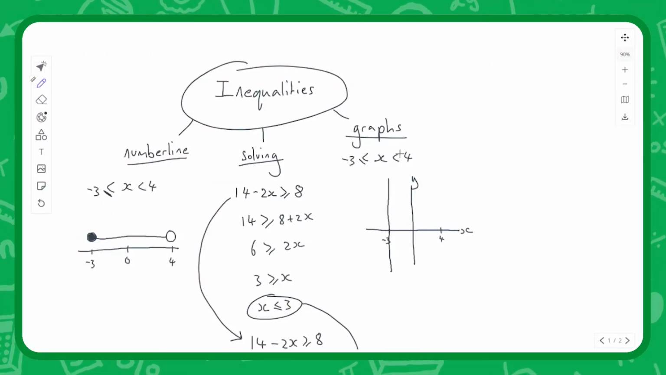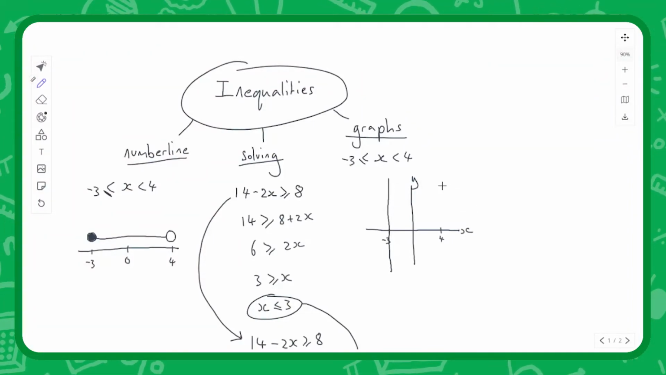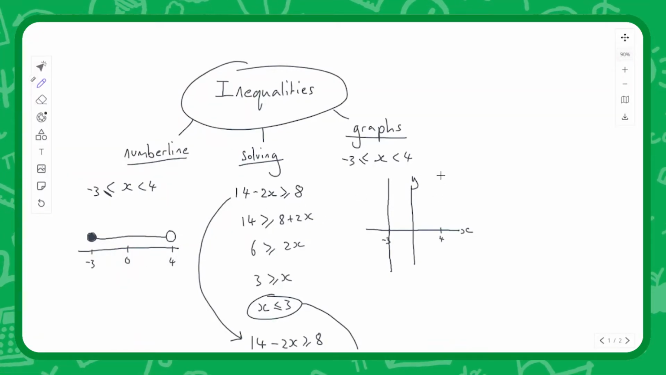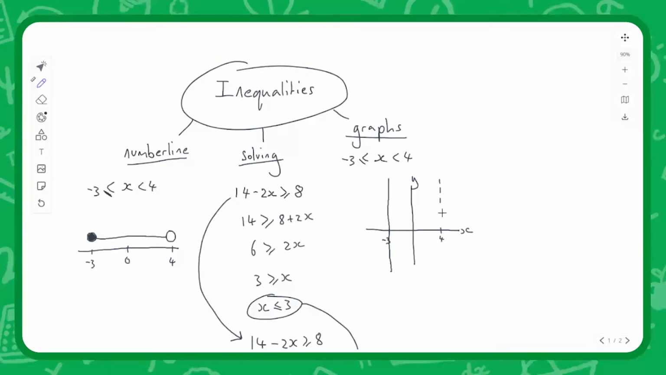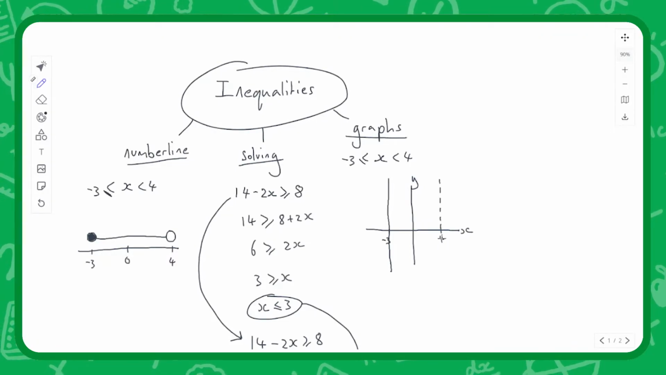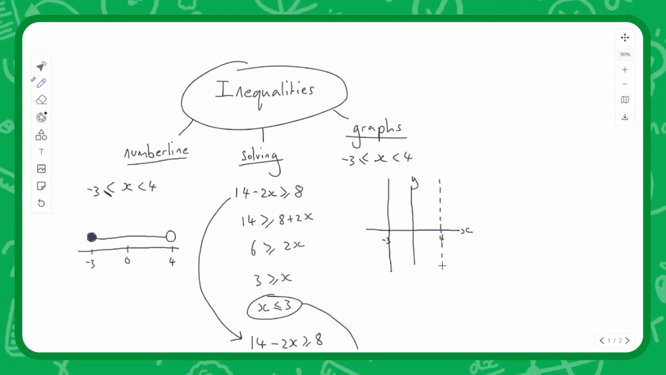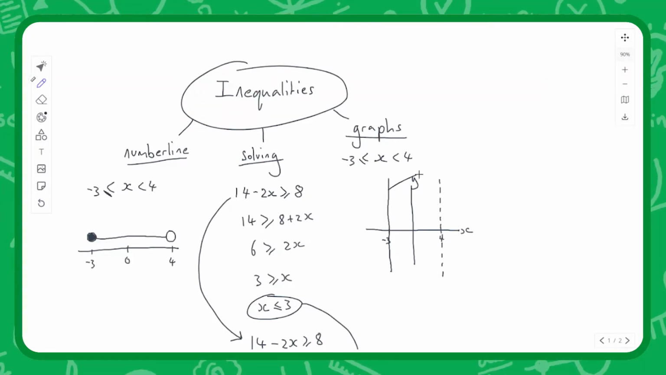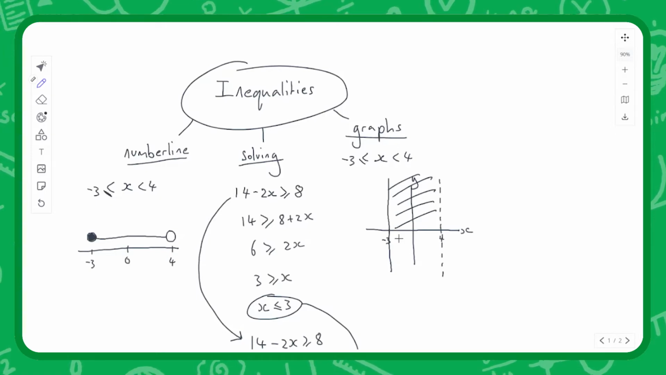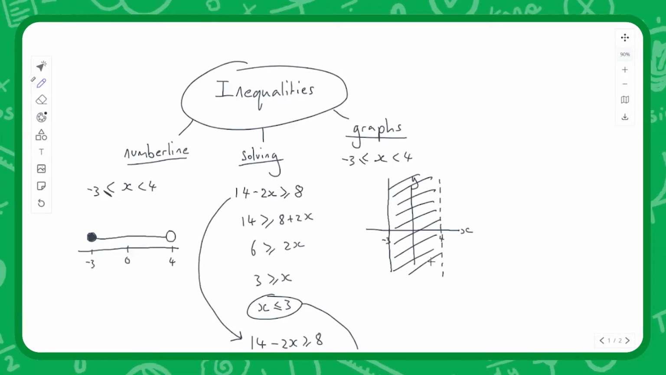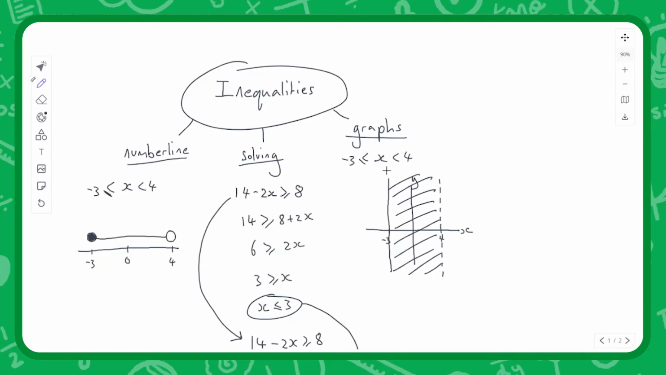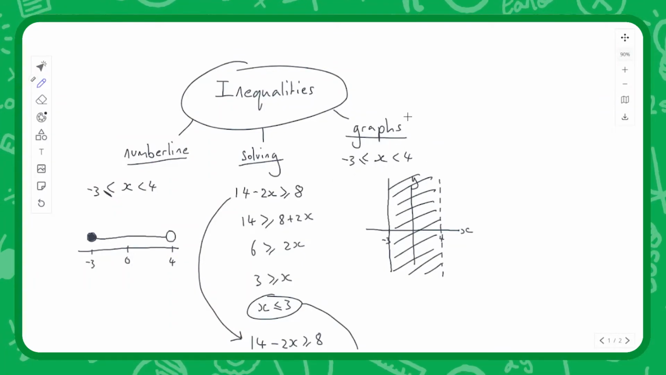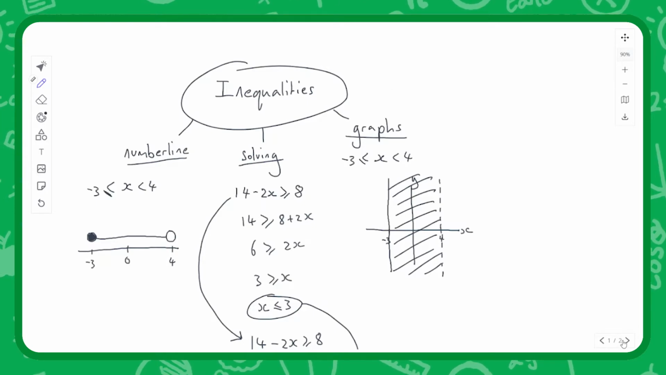Because X is less than 4, just like my empty or half circle, I've got a dotted line, or a line with half of itself missing. And that inner region between these two lines is going to represent the valid region where X will be true for this inequality.